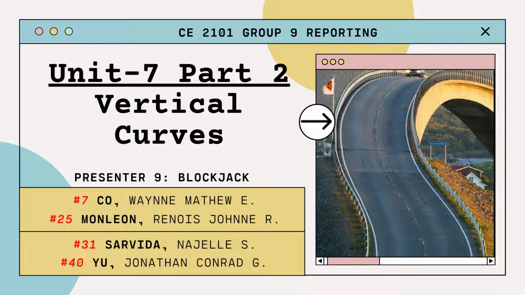So, hello. We are the ninth presenter for today, Block Jack, and we are going to specifically talk about vertical curves, which is the second part of the seventh unit in our syllabus for CE 101 or surveying. If you can recall, the last topic tackled was horizontal curves, which was the first part of Unit 7 and was tackled by the 8th presenter from our block. But today we're going to talk about vertical curves specifically, which are, of course, different from horizontal curves.